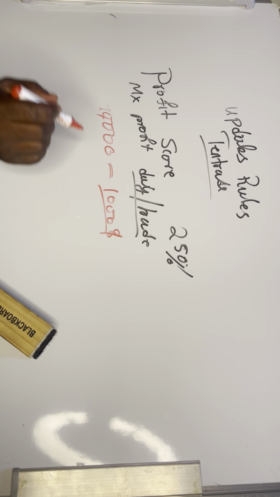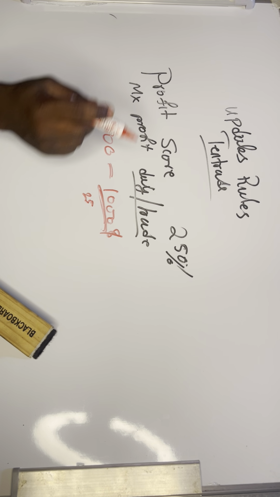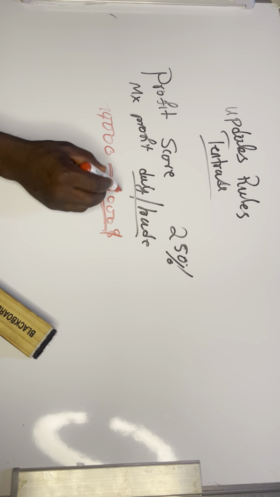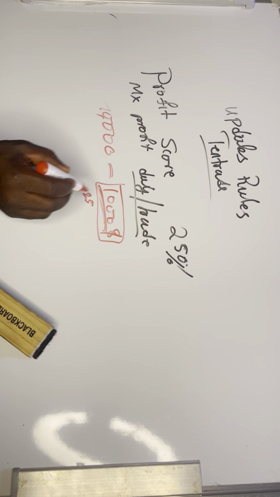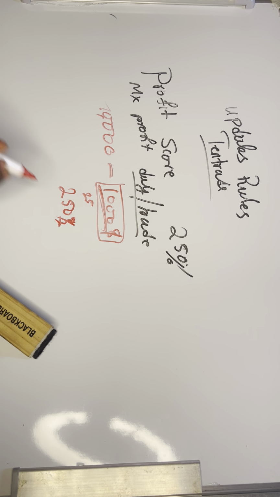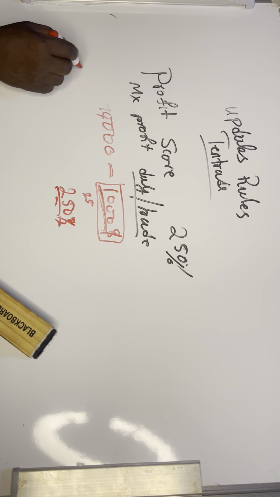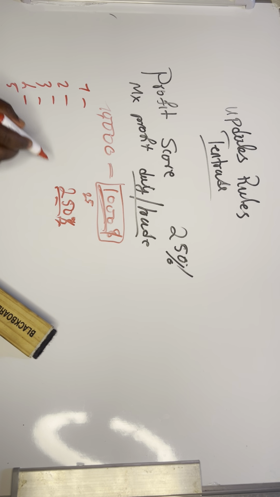Now since I'm targeting to make $1,000, what is 25% of this? Because what we are talking about now is the profit score. Your profit score is calculated based on the amount you are planning to withdraw. So what is 25% of this? It is $250, right? This means that across my 5 trading days, on none of these days should I make more than $250.